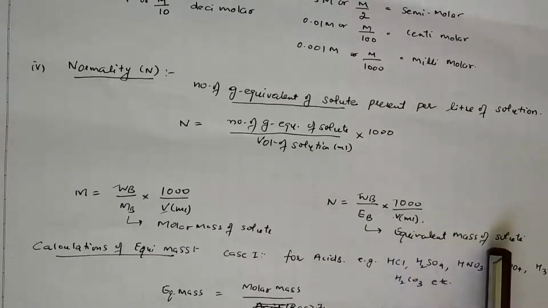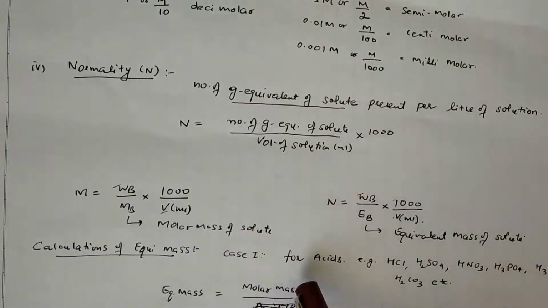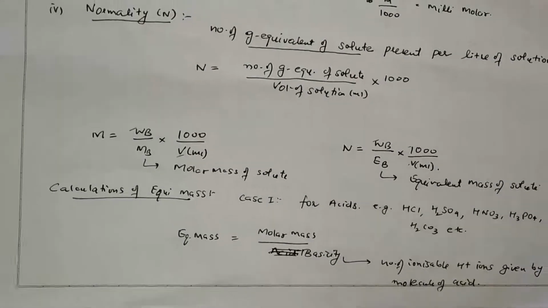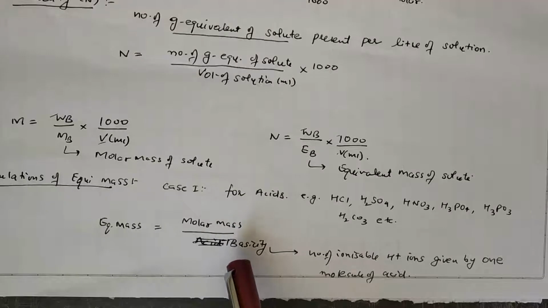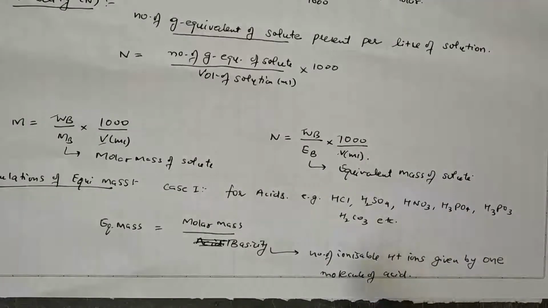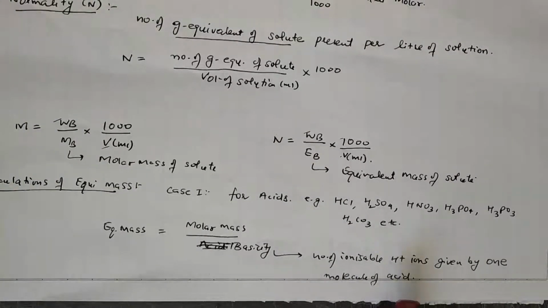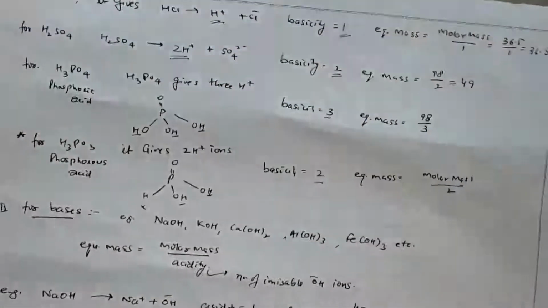Now, how is this equivalent mass of solute calculated? So, calculation of equivalent mass. Case 1 is for acids like HCl, H2SO4, nitric acid, phosphoric acid. How can we calculate the equivalent mass? The formula is equivalent mass equals molar mass upon basicity. What is basicity? The number of ionizable hydrogen ions given by one molecule of acid. If the number of ionizable hydrogen is 1, basicity is 1, you divide the molar mass by 1. If the number of ionizable hydrogen is 2, basicity is 2, divide the molar mass by 2.